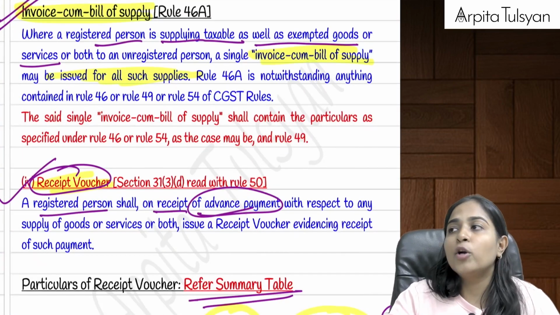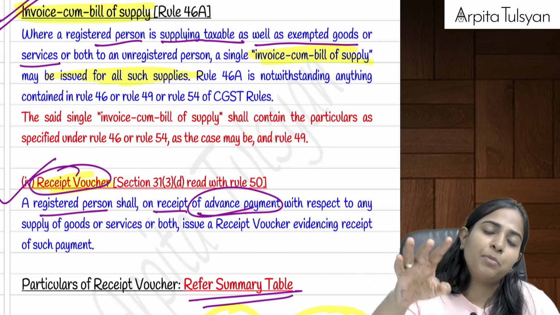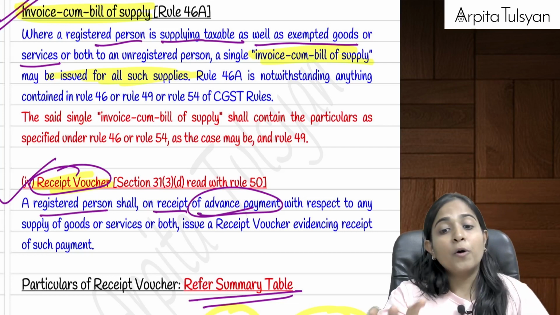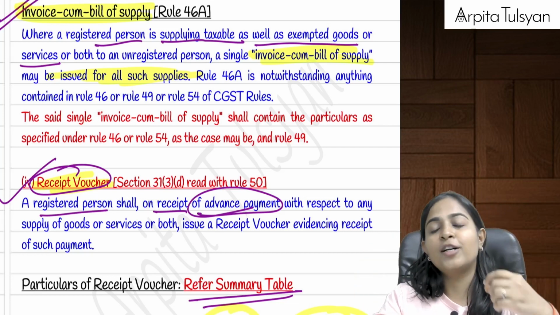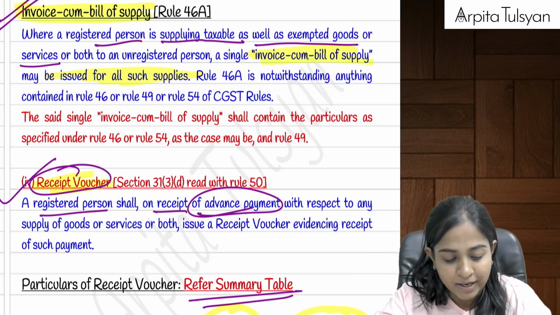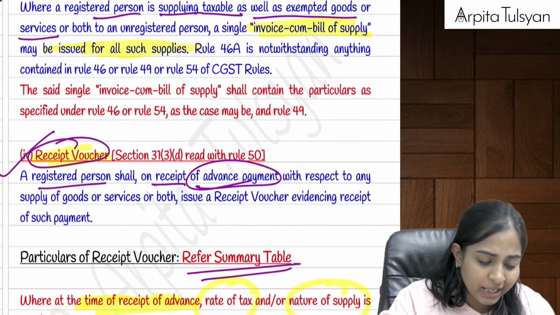Now suppose you are doing taxable supplies, you are required to issue a tax invoice. If you are supplying exempt goods or services, you are required to issue a bill of supply. Okay. What if you are doing both? What if you are doing the taxable supply as well as exempted supply? Then you will issue a common document called invoice cum bill of supply. You need not issue it separately.